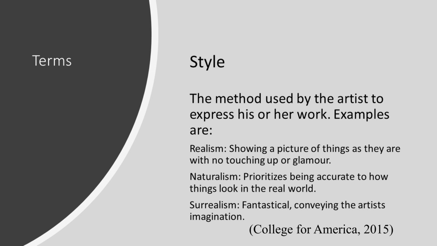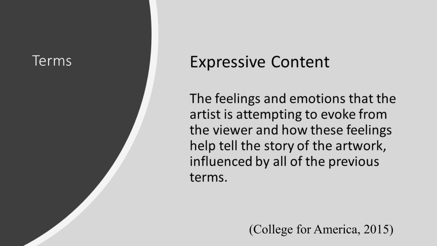Realism is a style in which the artist paints in a way that shows the viewer a picture of things as they are, no touching up or glamour as often seen with celebrities. Naturalism is a style that prioritizes being accurate to how the world actually looks, whereas surrealism is a fantastical style used to convey an artist's imagination. Artists can blend different styles as they see fit to express themselves.